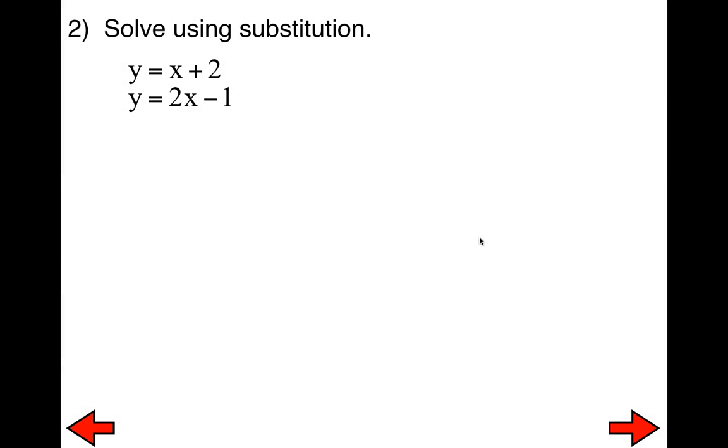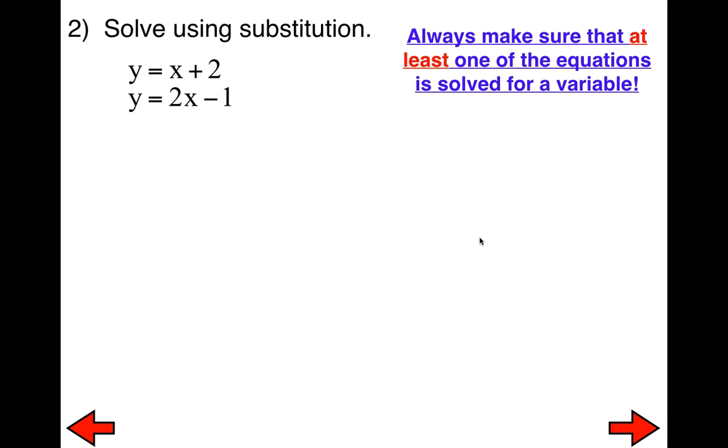Okay, so let's go ahead and practice that. So in the past, when we're using substitution, we've always wanted at least one variable to be solved for. In this case, we have two. So what do we do? Same thing as we normally do. First, I like to write them side by side. y equals x plus 2, here, y equals 2x minus 1.